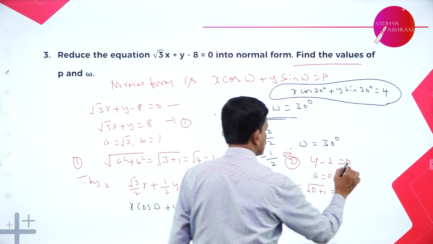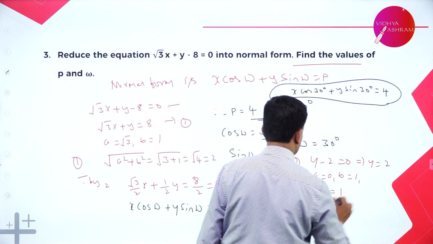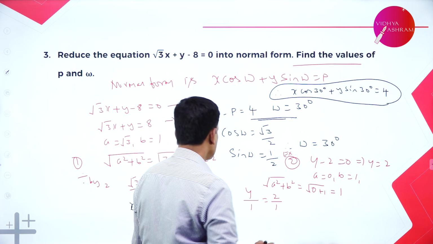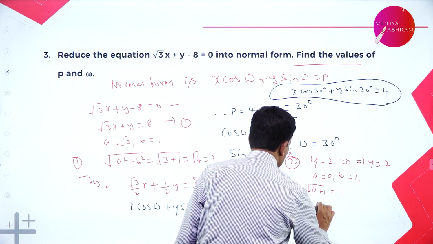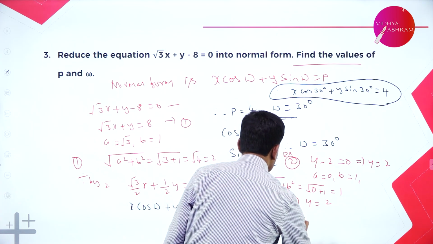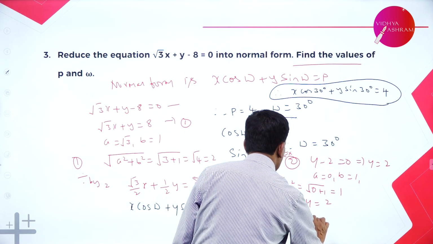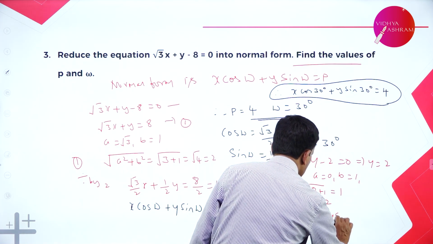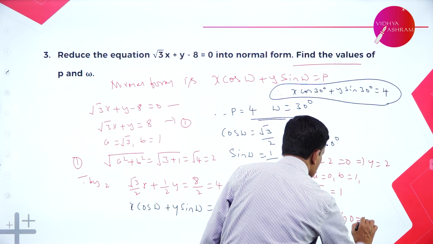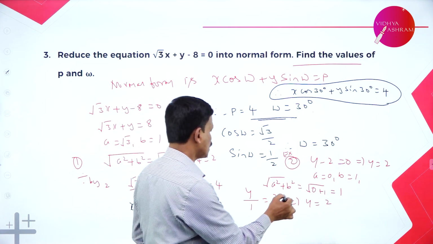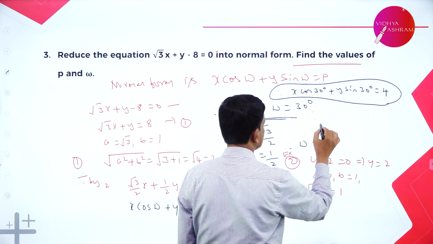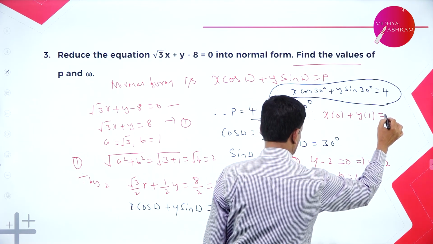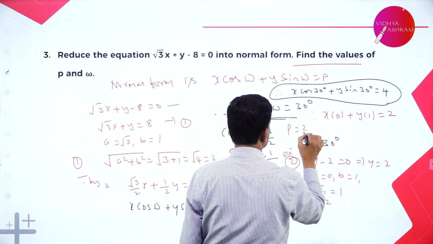So, what you will get? This equation can also be written as y is equal to 2. So, y divided by 1 is equal to 2 by 1, so y is equal to 2. So, this can be written as x into cos 0 plus y sine 0 is equal to 2. Therefore, this equation can be written as x into 0 plus y into 1 is equal to 2. So, what is the value of p? p is equal to 2.